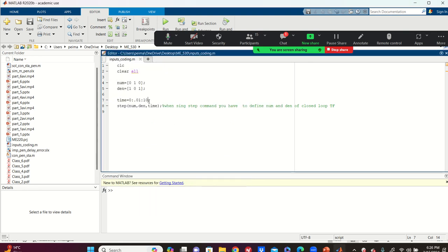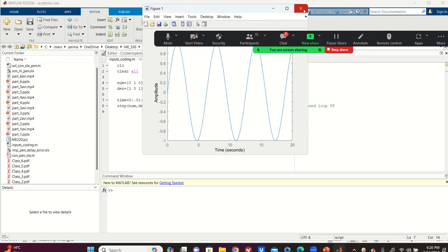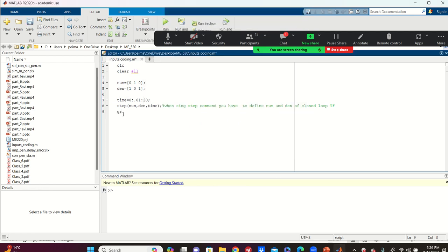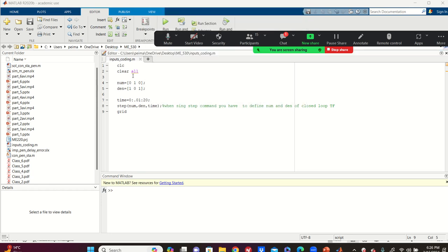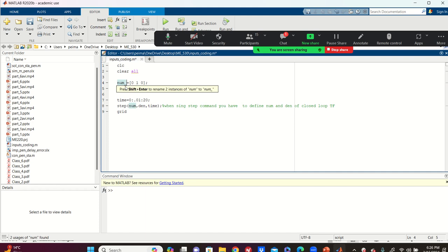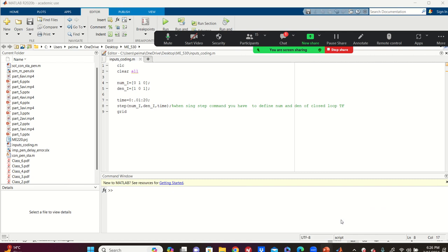You can increase to 20, say. Here we go. Obviously, you can grid that, and you can do whatever you want. Okay? There we go. Amplitude, time. This is impulse. So let me say, because I'm going to share with you, num of impulse, den of impulse. Now let me go back to the next one, encoding.